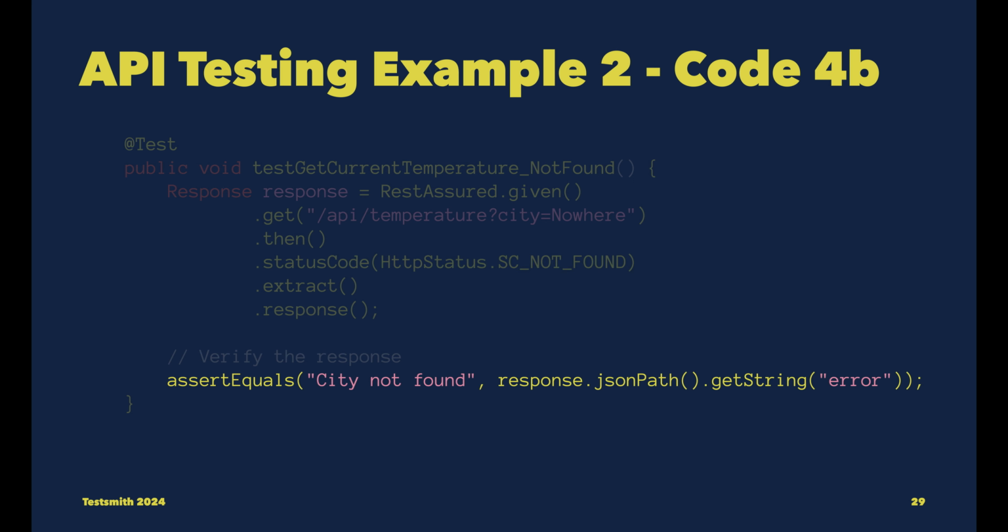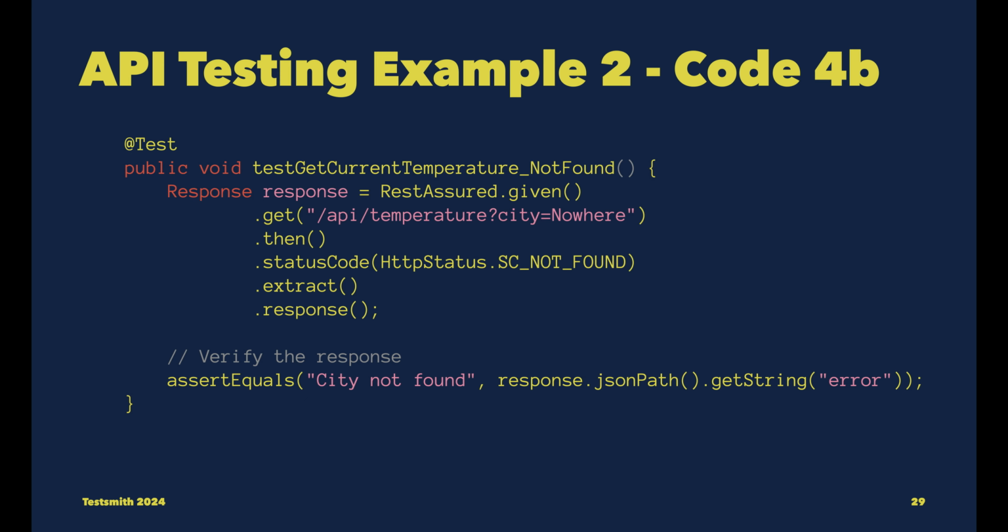This line verifies the server's response. It asserts that the error value in the JSON response body is equal to "city not found". This ensures that the server correctly returns the expected error message when the specified city is not found.